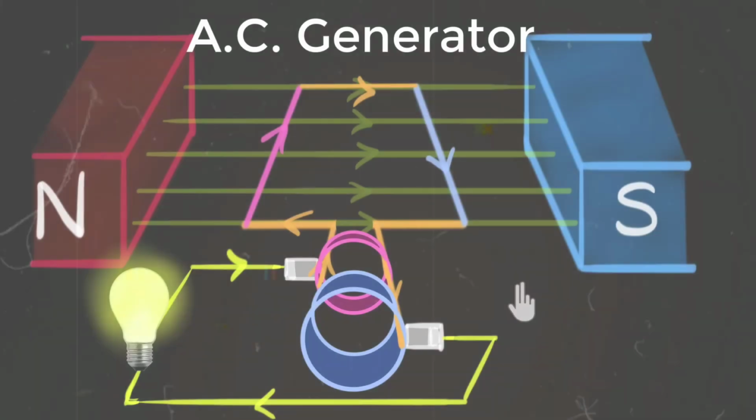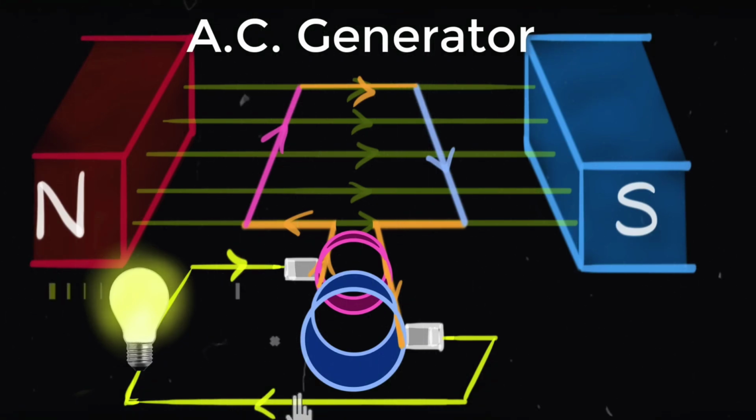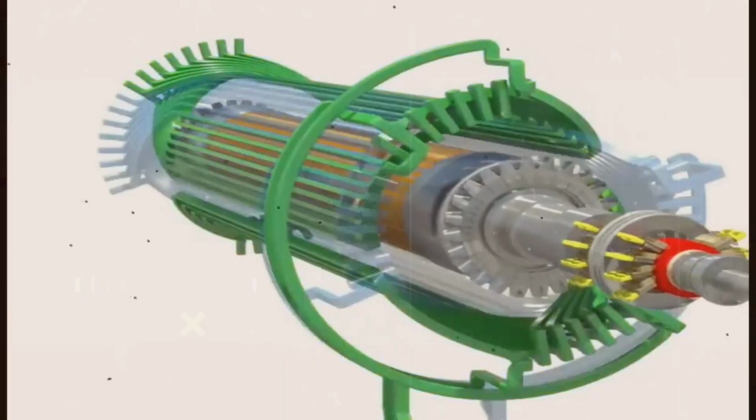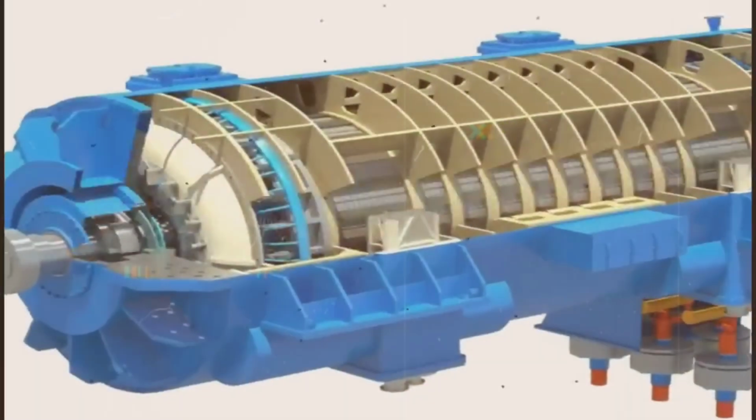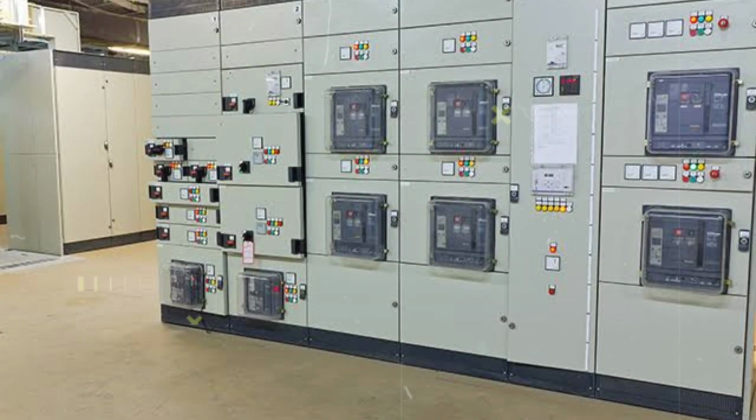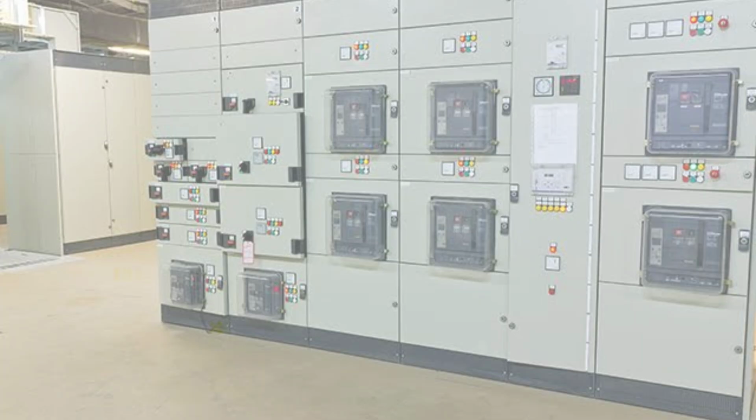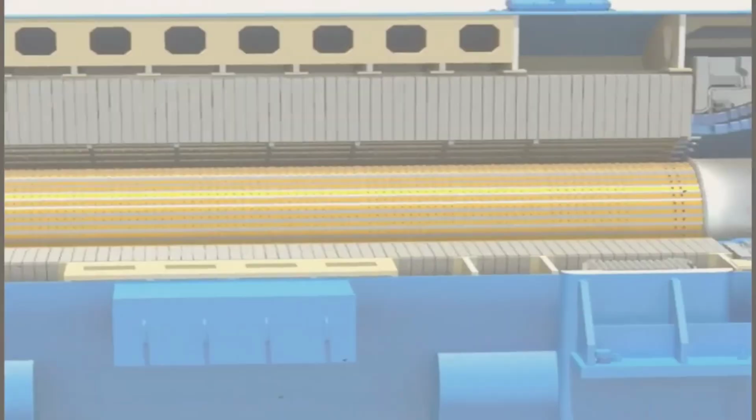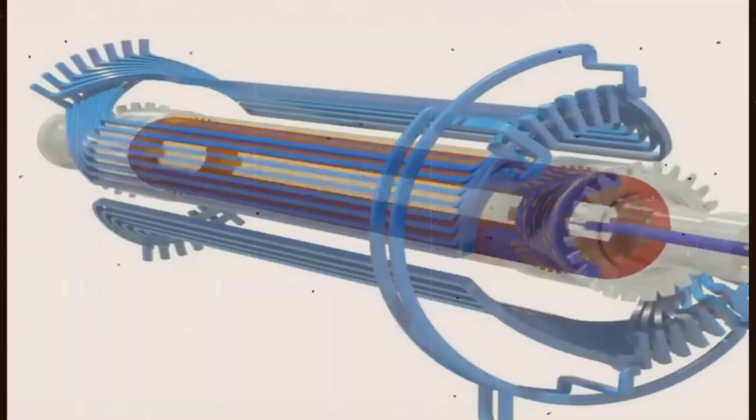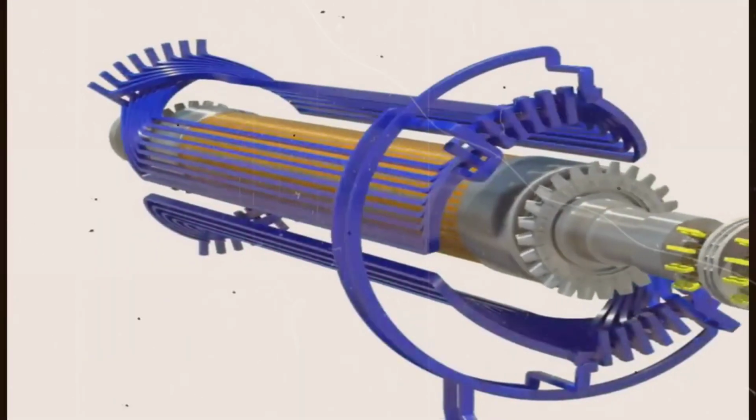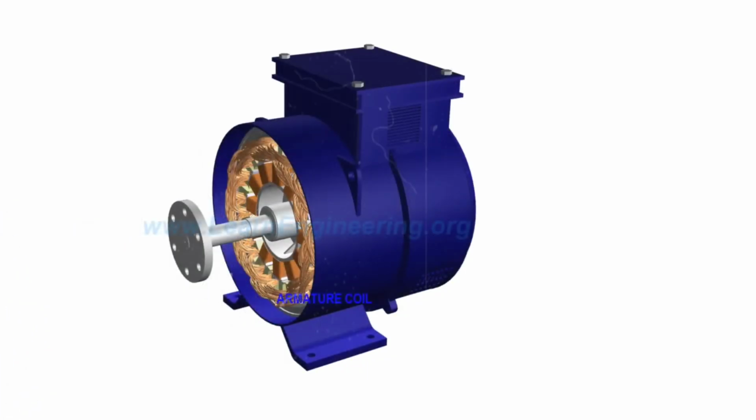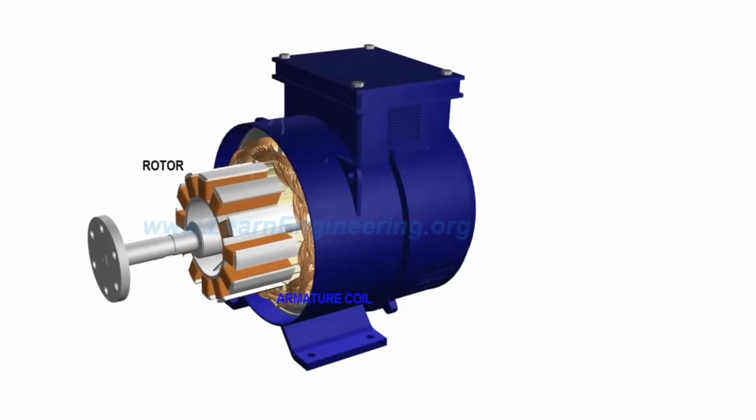From here, the electricity can be used to power homes, businesses, or equipment, depending on the size and type of generator. Modern generators also include a voltage regulator. This ensures that the voltage remains stable even as the load changes. A control panel allows you to monitor output, fuel level, and engine status, and shut down the generator if needed.